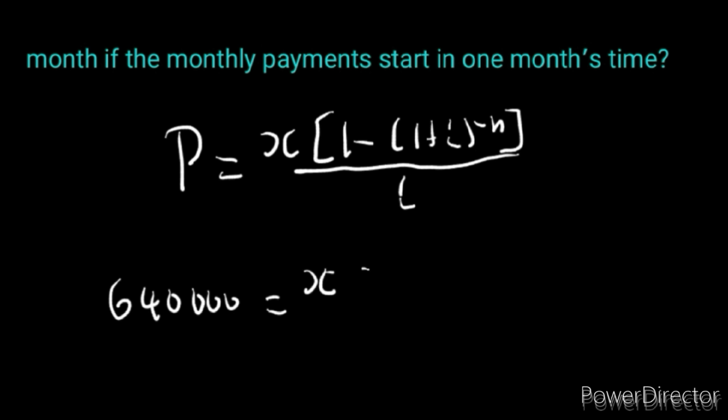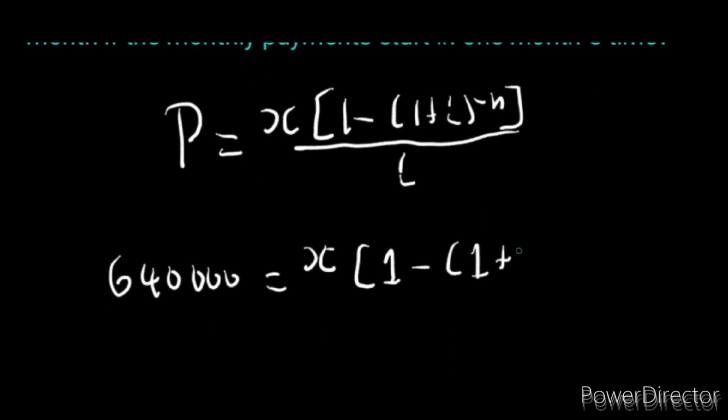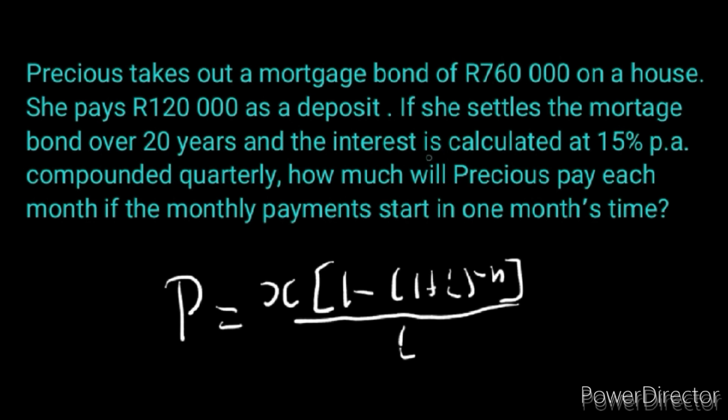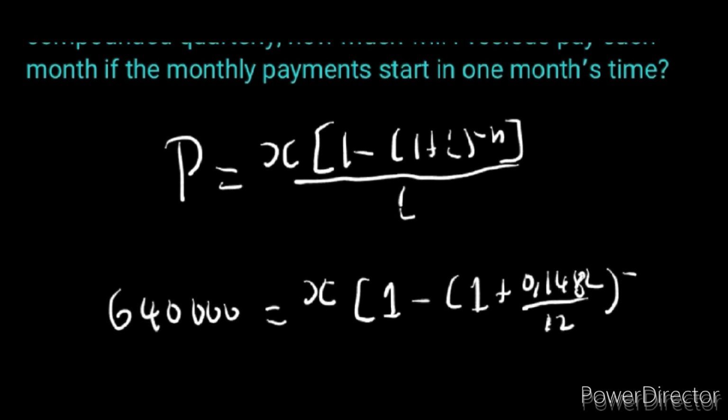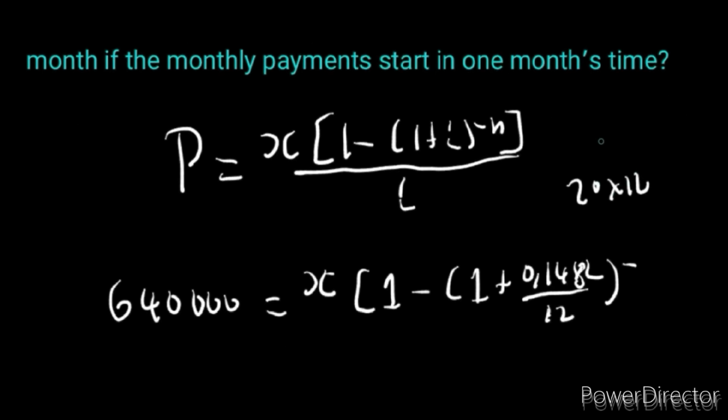So we're going to say 1 minus 1 plus, and the monthly rate which we calculated is 14.82%, so it's going to be 0.1482, divided by 12 because it's monthly. Then the number of payments: because it's 20 years and it's monthly, we say 20 times 12, which is 240, and because it's negative, it's negative 240. So this is what we have.